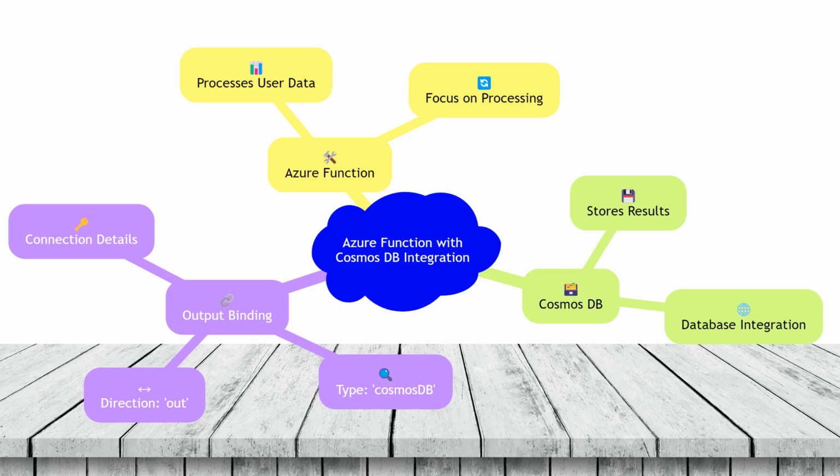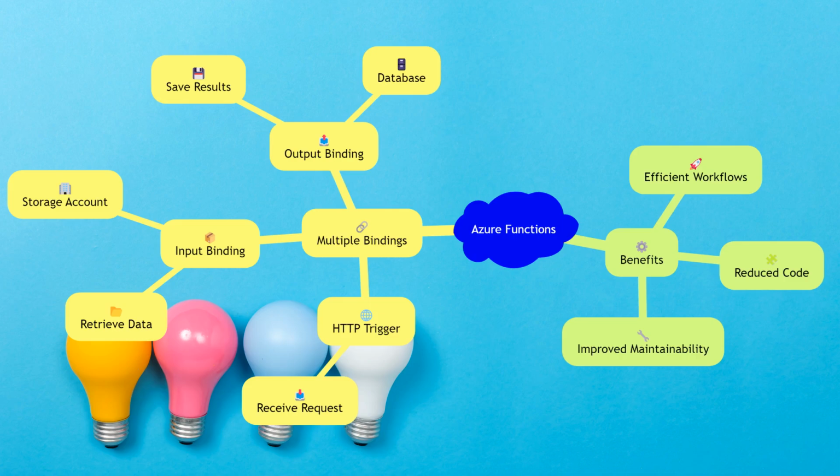Azure functions can use multiple bindings simultaneously, allowing for complex workflows. For example, a function could use an HTTP trigger to receive a request, an input binding to retrieve additional data from a storage account, and an output binding to save the results to a database. This combination of bindings enables the function to perform multiple tasks efficiently, reducing the amount of code required and improving maintainability.